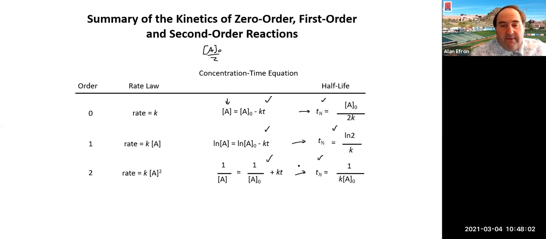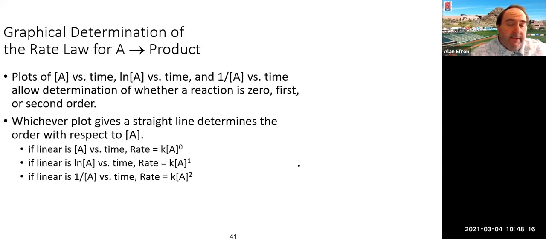In addition to those, to remember graphically, which is a very common way as well that we sometimes try to determine the order of a reaction, we can use the specific graphs that we talked about to help us determine what order of a reaction we're dealing with. Is it 0, first, or second order? And these are, again, our linear graphs that we're looking for.